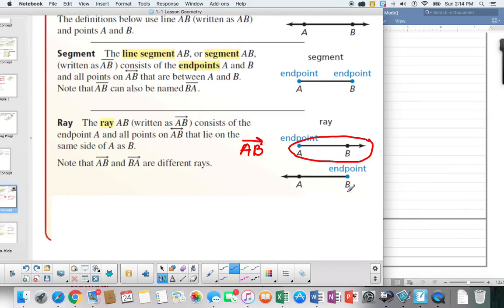For this particular ray, the endpoint is B, so you have to start with the letter B. And the rest of the points are going in this direction, so we say go in the A direction. So we say ray BA.